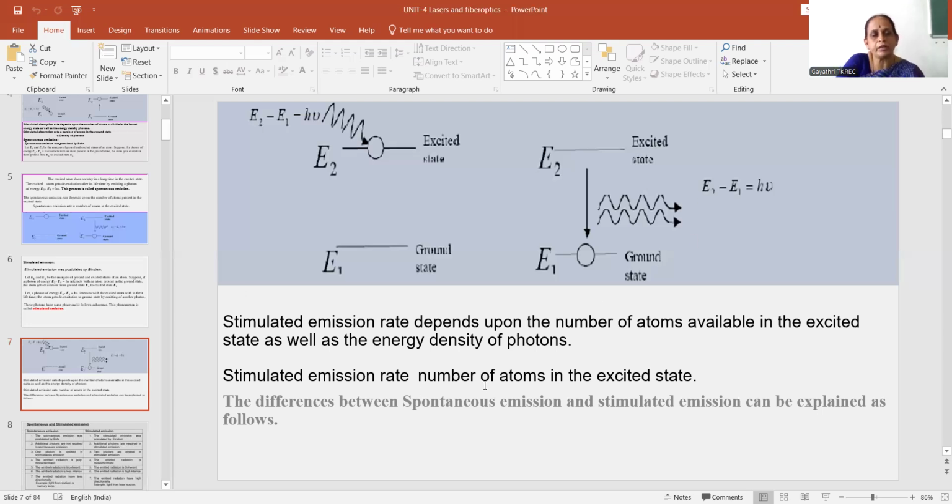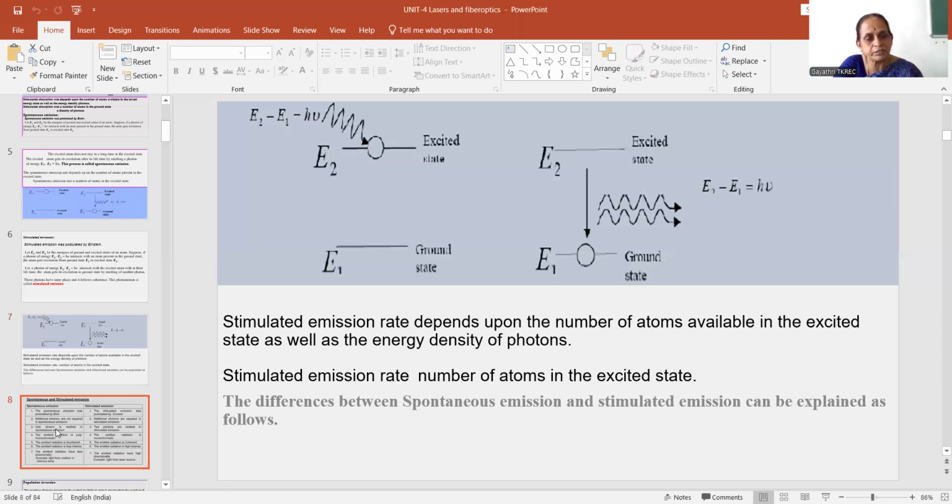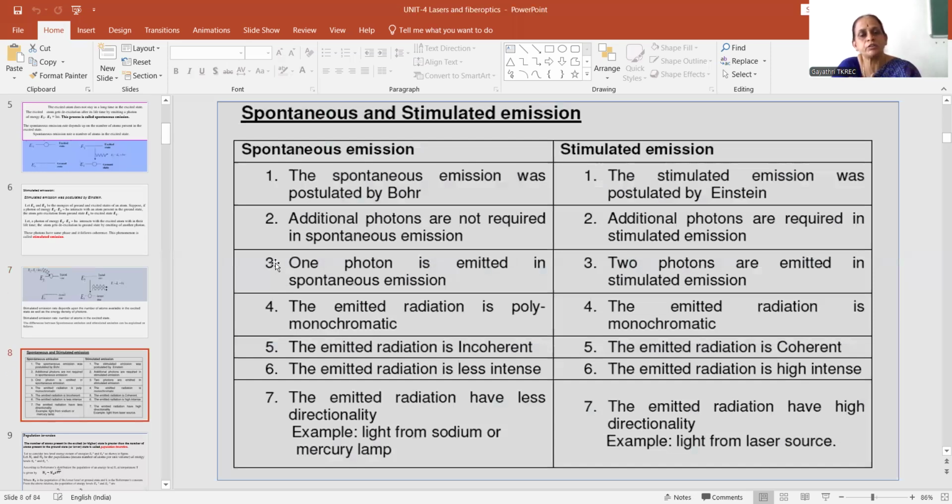So the stimulated emission rate depends upon the number of atoms which are present in the excited state as well as the energy density of photons. Let us see about the differences between the spontaneous and stimulated emission. So the spontaneous emission was postulated by scientist Bohr. Stimulated emission was postulated by scientist Einstein.